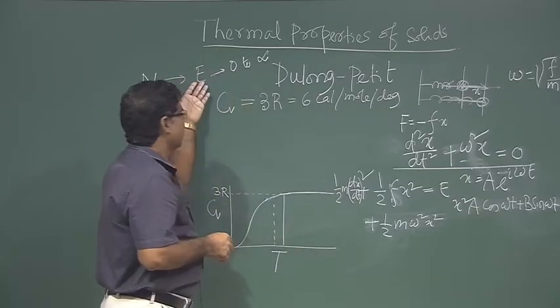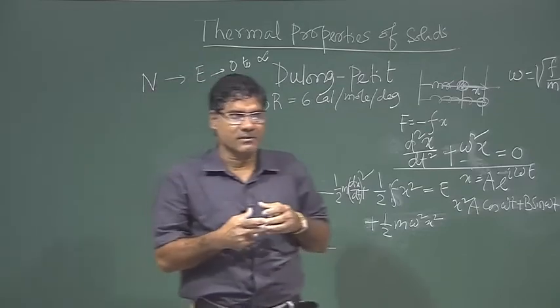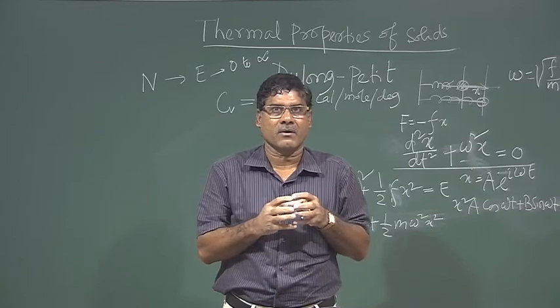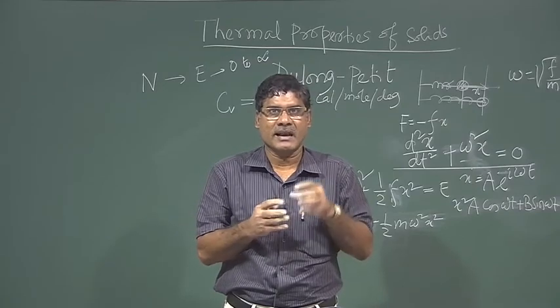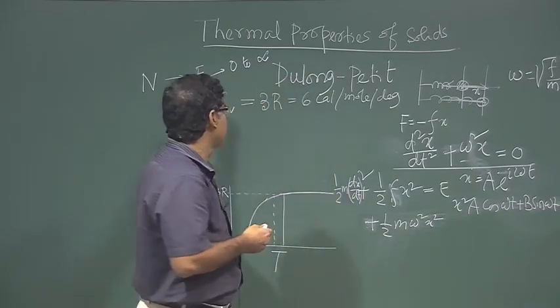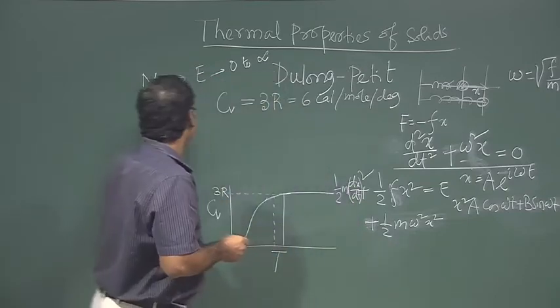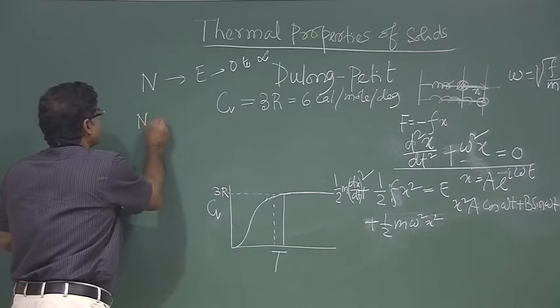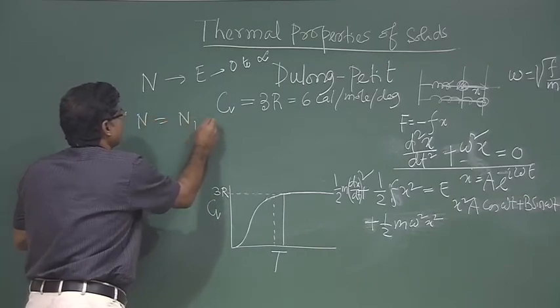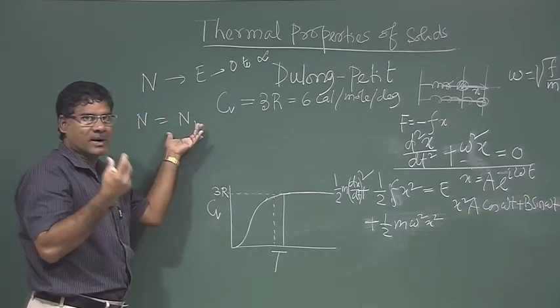The energy of all oscillators is not the same; it can have any value between 0 and infinity. Now, among the n number of particles, n one number of particles have some particular energy.